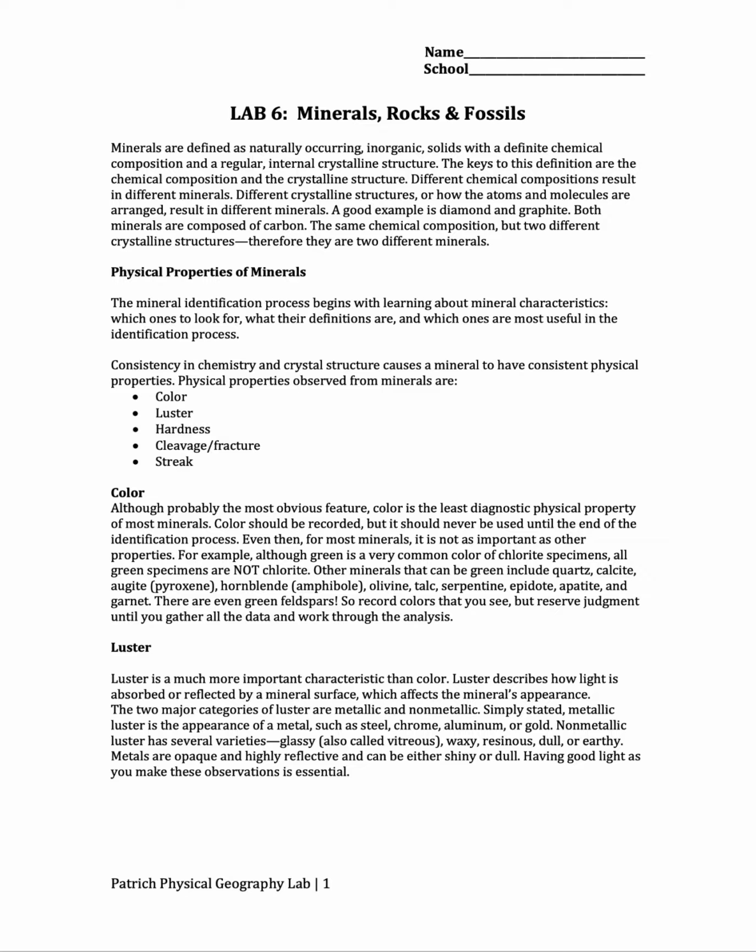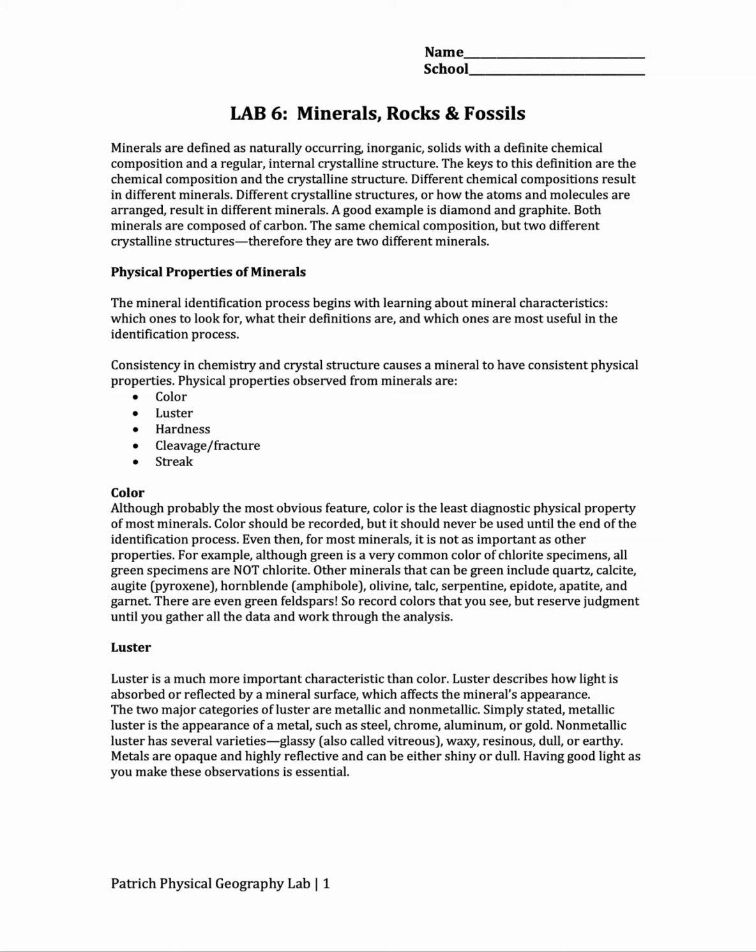The next property would be luster, which is a lot more important. Luster describes how light is absorbed or reflected by the surface. So it can be glassy, waxy, resinous, dull, or even earthy or dirty looking. All minerals will have a type of luster.